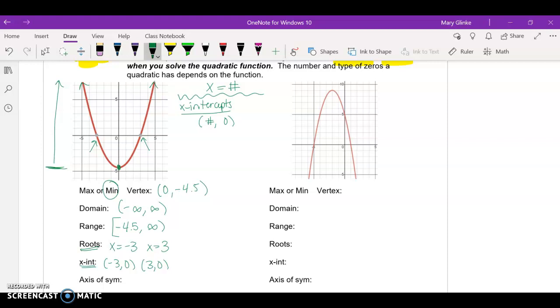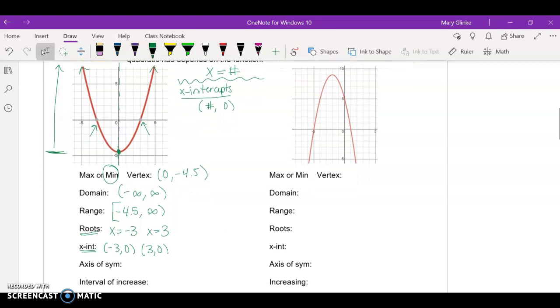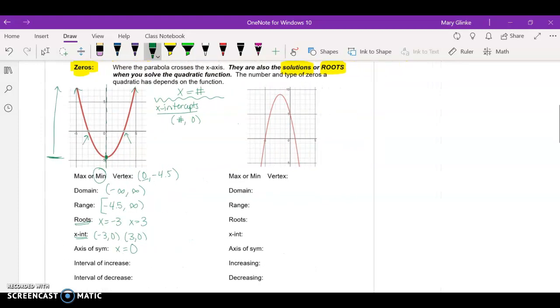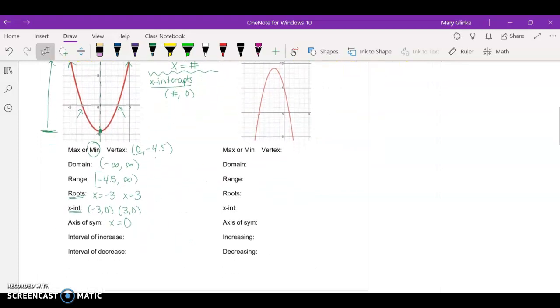Your axis of symmetry is this vertical line here that goes through the vertex. So it's going to be x equals, and for this one, it's always going to match the x value of your vertex. So x equals 0. And then these last two things are new to us, the interval of increase and the interval of decrease. This is asking, where is the graph going up or down?